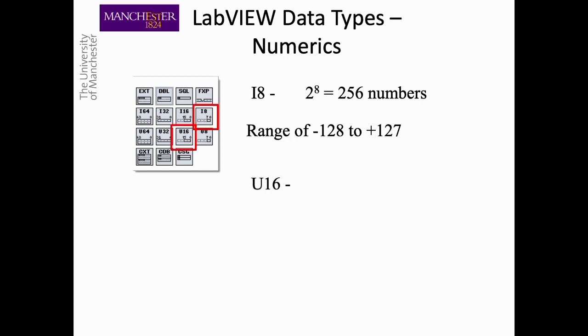Similarly, a U16 is 2 to the power 16, which is 65,536 numbers that you can represent. And if that was a U16, so that's an unsigned, that just represents a number from 0 to 65,535. Okay, so a little bit on data types. We'll get used to it.